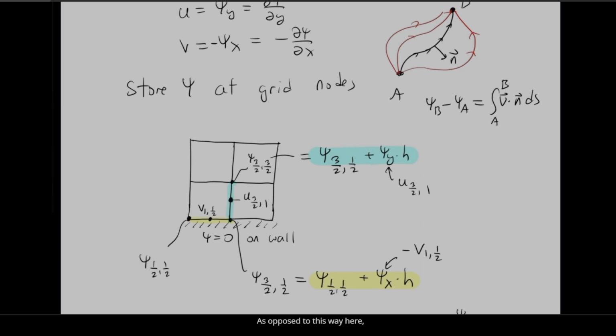As opposed to this way here, it doesn't matter which way you go, you're going to get the same value for a mesh as long as you converge down to a certain residual tolerance. Even though it might not be the perfect streamline plot, it will still agree independent of how you calculated that psi according to this stair-stepping.